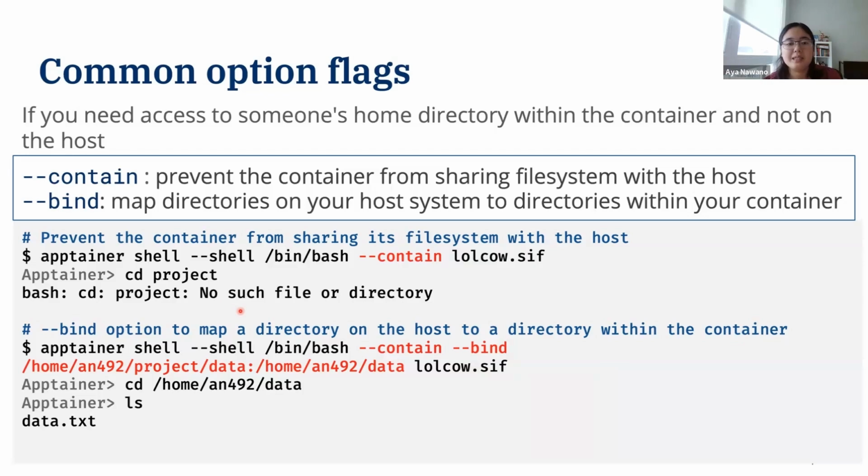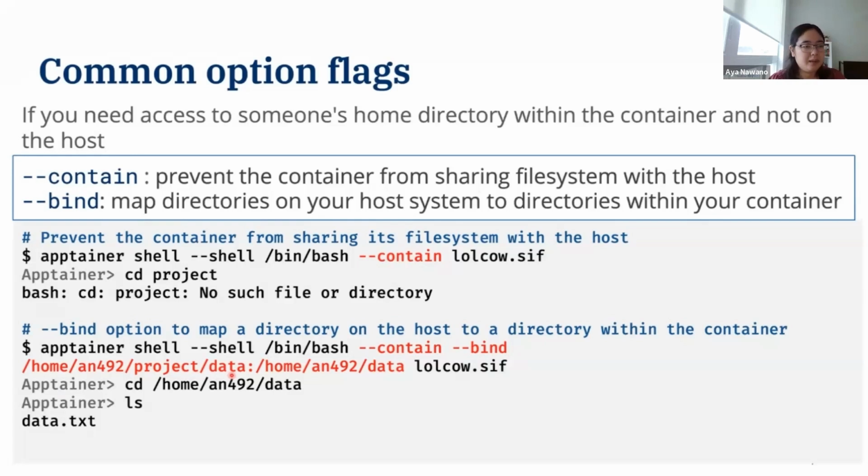To provide specific access to directories from the host within the container, we can use the --bind option. This allows us to map directories on the host to directories within the container. So for example, let's map the directory /home/492/project/data on the host to /home/492/data within the container. The /home/492/project/data directory contains a file called data.txt.